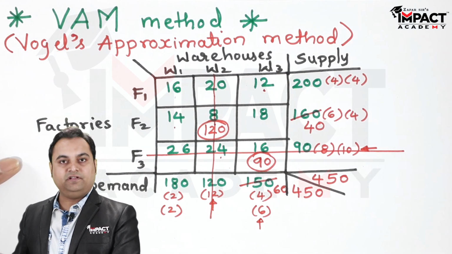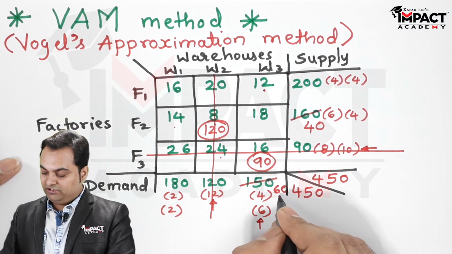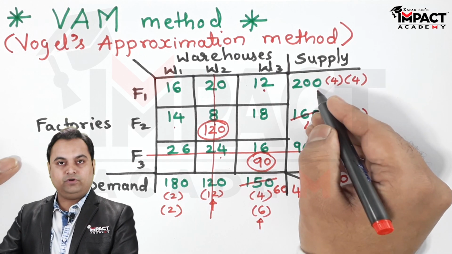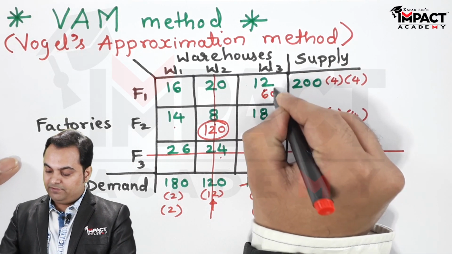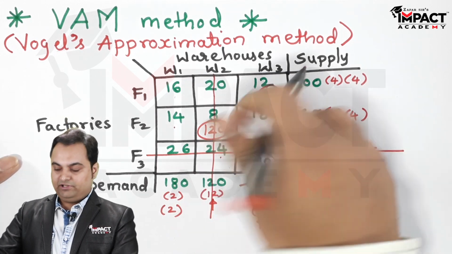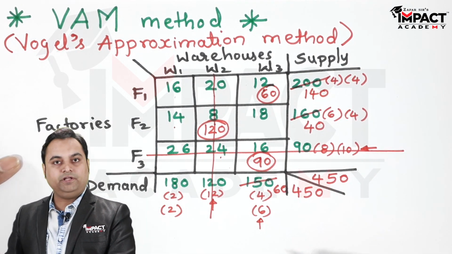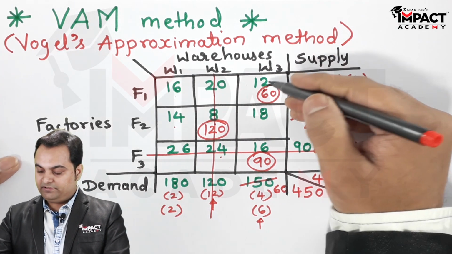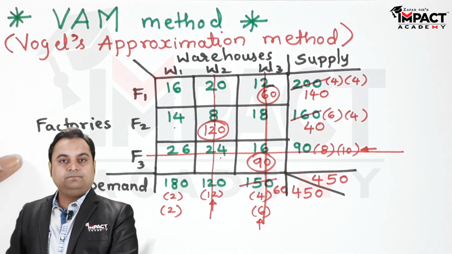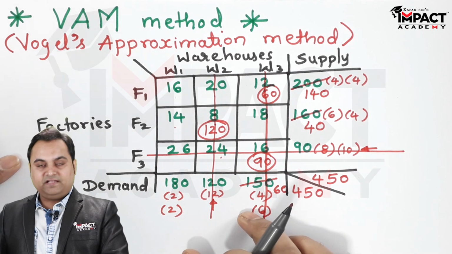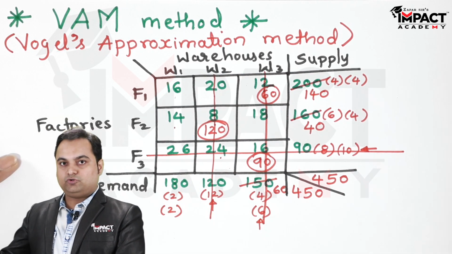So the least value of the cell is 12, and here the demand is of 60, supply is of 200. So demand would be completely met, that is 60 would come over here, and from 200, 60 would be subtracted, so we have 140. The demand is completely met, cancel this entire column. Then since a column is cancelled, we have to write the difference towards the row.